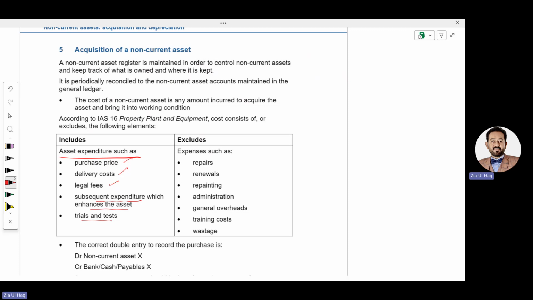What expenditure should be treated as revenue? This means it should not be part of asset cost: repairs, renewals, repainting, admin expenses, general overheads, meaning electricity, gas, telephone bills, training cost, and wastage of raw material.